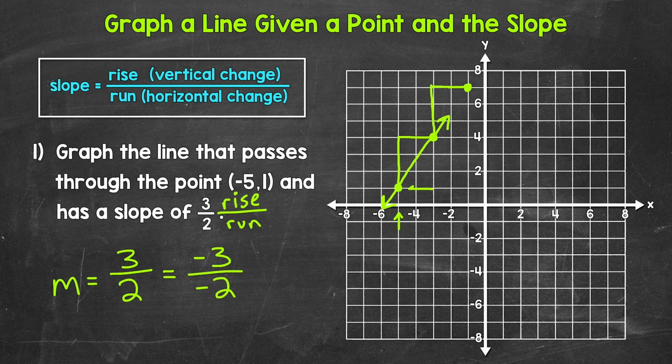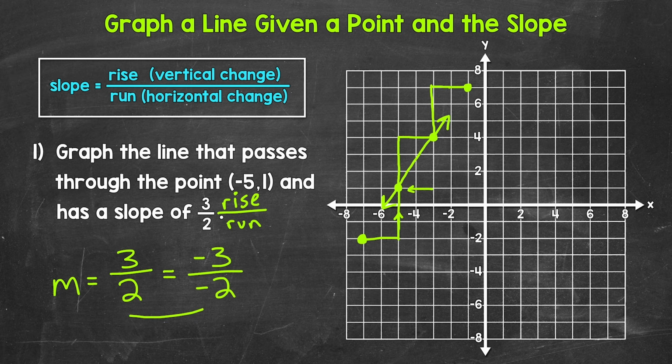And let's go from our original point of -5, 1. So down 3 units, 1, 2, 3, and then to the left 2 units, 1, 2. And this is another point on the line. Now keep in mind, since our rise was negative, -3, we went down 3 units. And since our run was negative, -2, we went to the left 2 units. So we can go either way from that original point and plot points on the line.